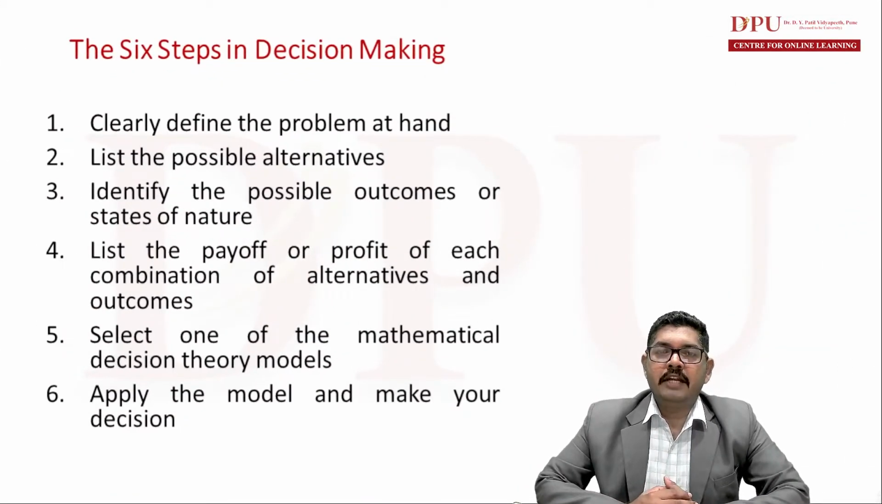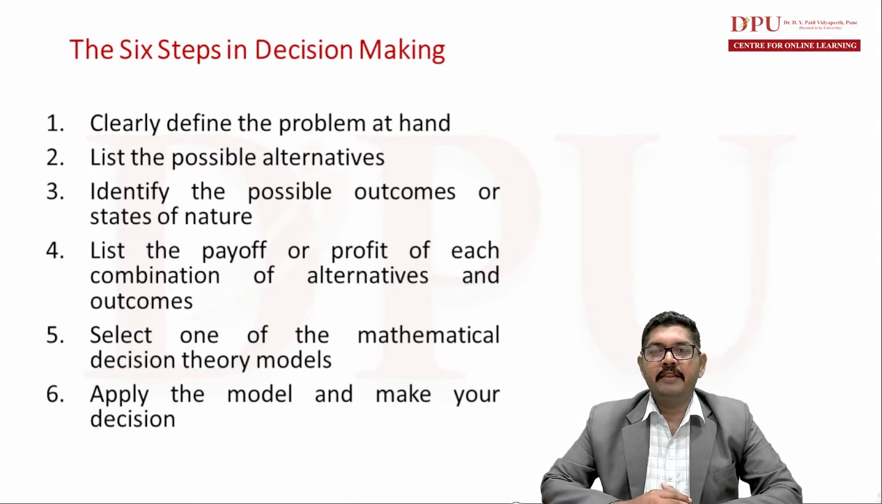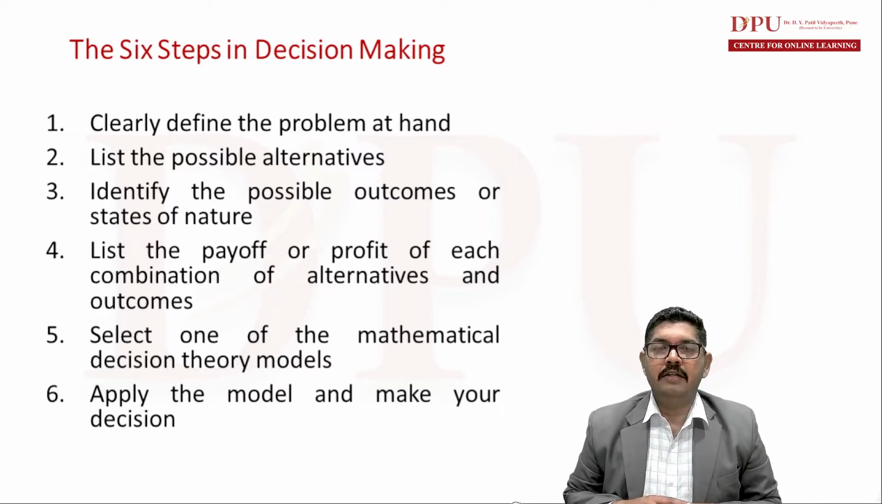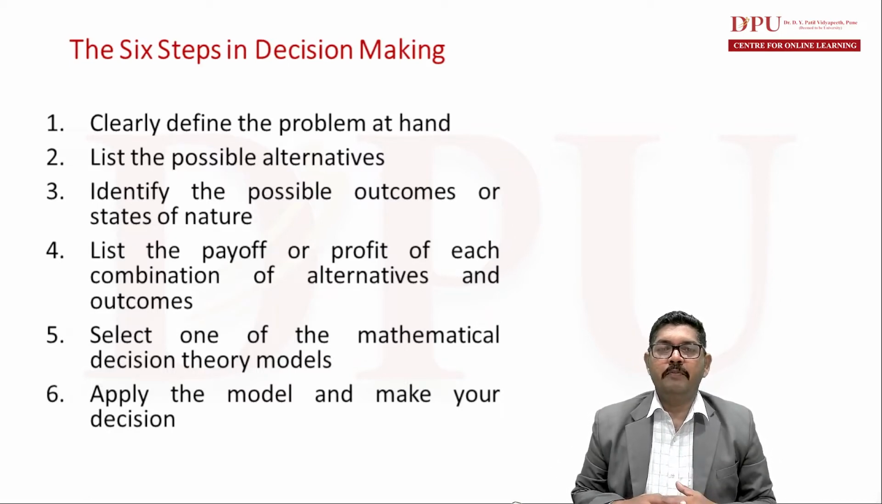There are 6 steps in the decision making process. So these 6 steps are: number 1, clearly define the problem at hand and list all possible alternatives. So number 1 is clearly define the business situation or business problem. This is the first step in the decision making process, that a decision maker should be able to define the problem in accurate terms.